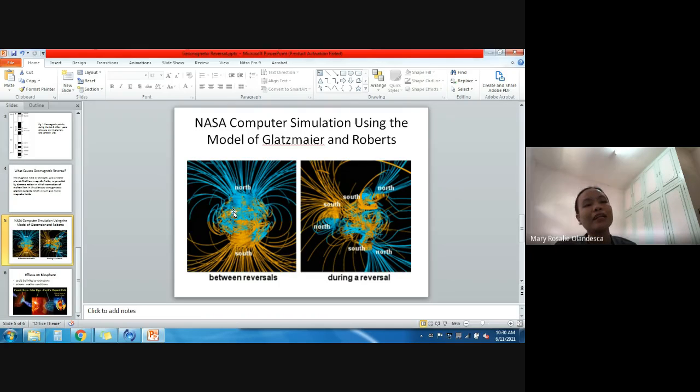Okay? So kindly take a look at the screen. We have here a simulation by Gary Glatzmeier and Paul Roberts of the University of California, Los Angeles. Okay, so this is a model of coupling between electromagnetism and fluid dynamics in the Earth's interior. So as what you can see here, we have our North Pole, we have our South Pole. Okay, so these magnetic fields, the magnetic north and the magnetic south, represent also the geographic north and the geographic south, as what we had discussed earlier.